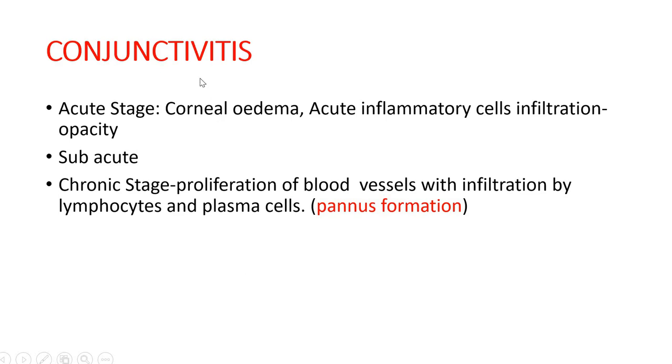Whatever the type of conjunctivitis, three stages can be seen. The acute stage, where there is corneal edema and acute inflammatory cell infiltration, then a subacute stage, and then the chronic stage, where there is proliferation of blood vessels along with inflammation and chronic inflammatory cells like lymphocytes and plasma cells, and this is what is referred to as pannus formation. So these are the three stages seen in conjunctivitis.